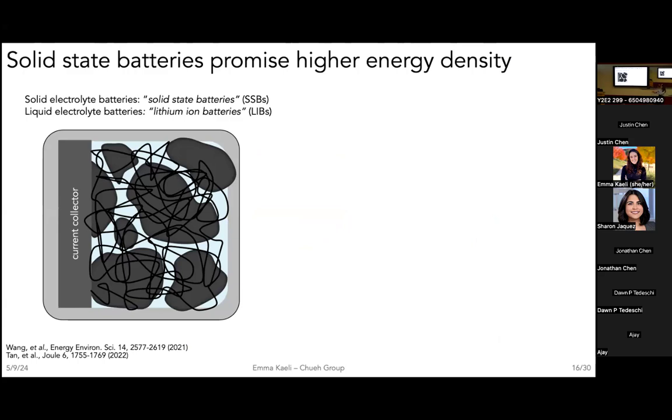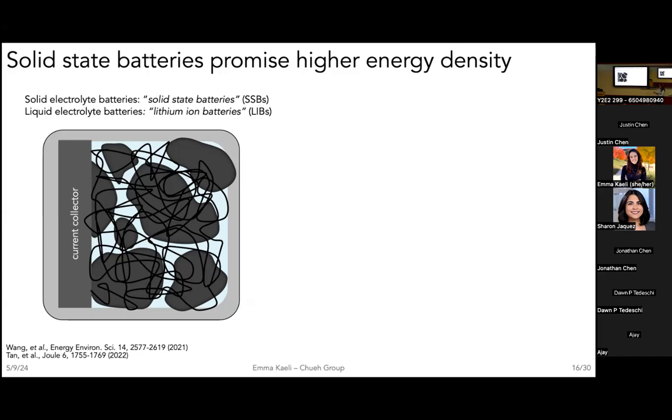So I'm talking about solid electrolyte batteries and liquid electrolyte batteries. Solid electrolyte batteries are more often known as solid state batteries, SSBs, and liquid electrolyte batteries are more often known as LIBs, lithium ion batteries. It's confusing because solid state batteries are also lithium ion batteries, which is rather unfortunate, but it is the way of the field and the way I will present it for the rest of this.